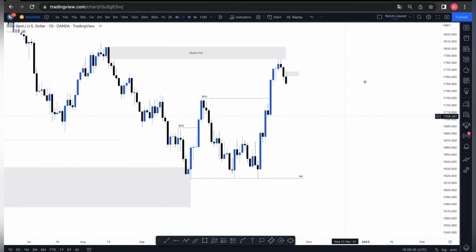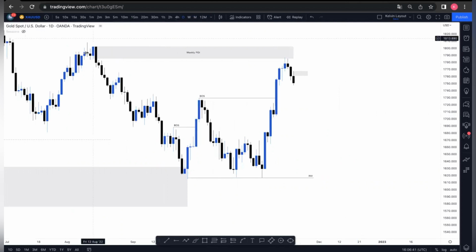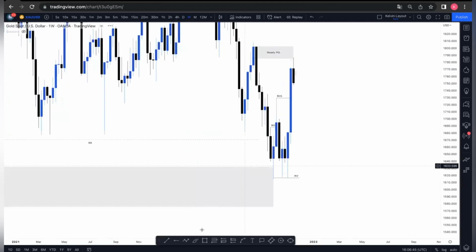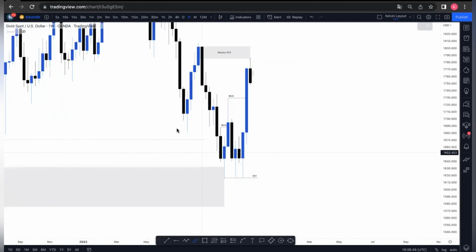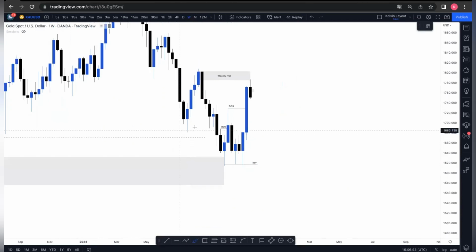But now we saw something very interesting, that price actually came to the extreme of this weekly point of interest, right? If I drop down to the weekly time frame, we can see that on the weekly swing structure perspective, we have the swing low, we have the swing high, and then we have this low. So the weekly is still bearish, okay? But the daily is bullish, right?